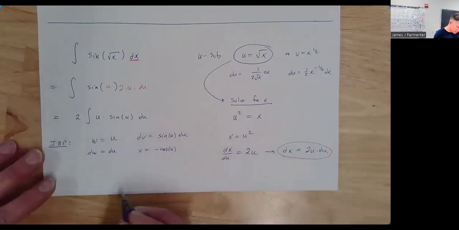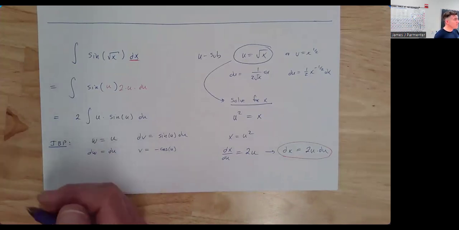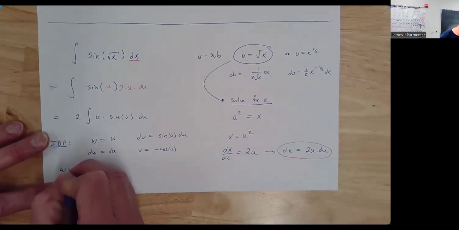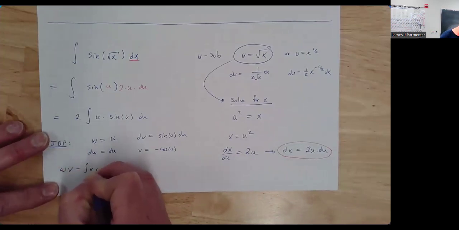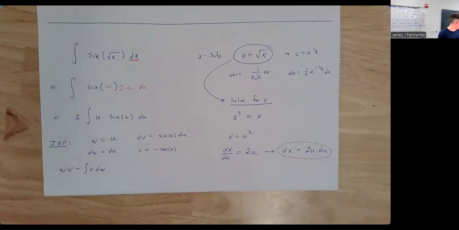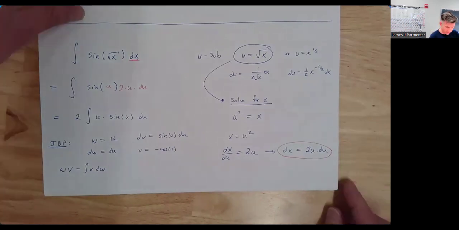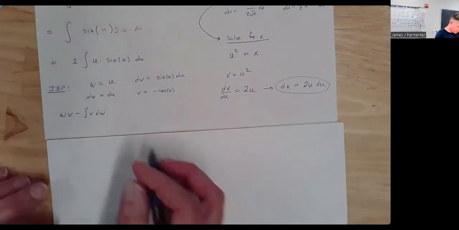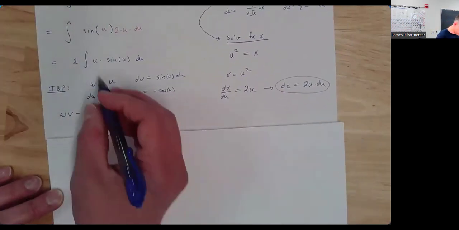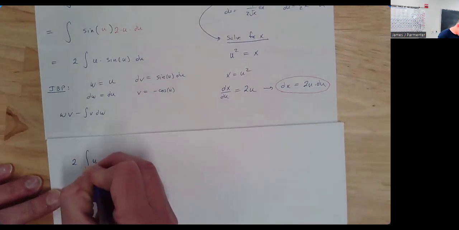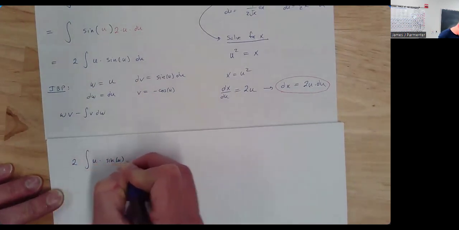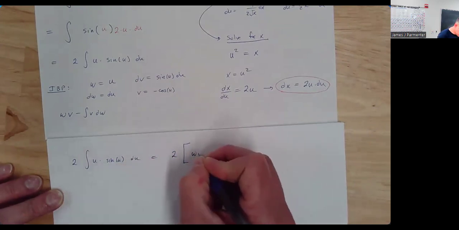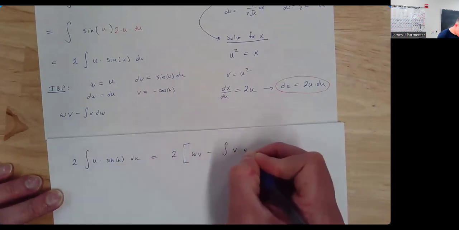Running out of room. So then, instead of doing uv minus the integral of v du, we're going to do wv minus the integral of v dw. And I can't squeeze it in here, and I shouldn't, is the better thing to say. So this integral, 2 times the integral of u times sine of u, is going to be equal to 2 times wv minus the integral of v dw.